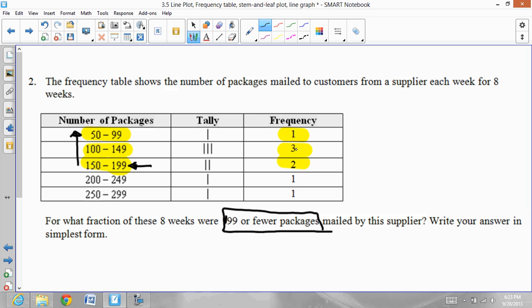So which basically I got 3, 4, 5, 6. 6 times, 199 or fewer packages have been mailed by the supplier. Now the question is not asking you how many times, the question is asking you for what fraction of these 8 weeks. So for the fraction, which means 6 out of 3, 4, 5, 6, 7, 8. 8 is the total. So 6 out of the total, which is 8.